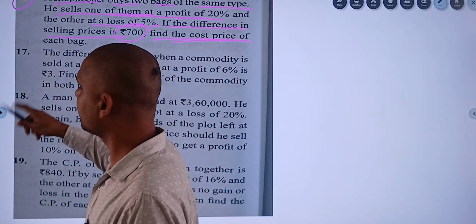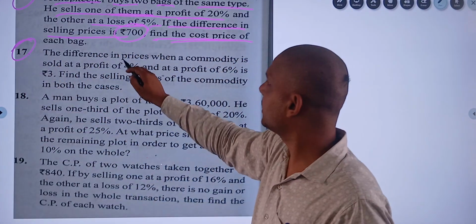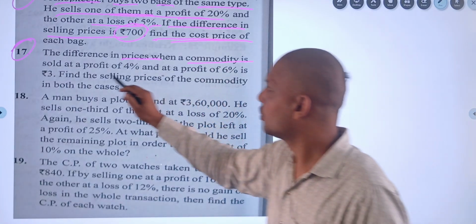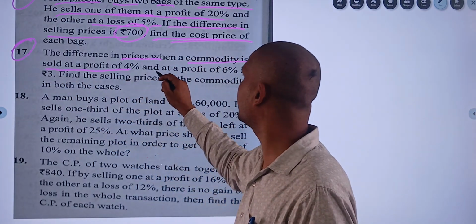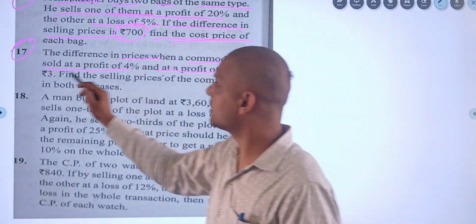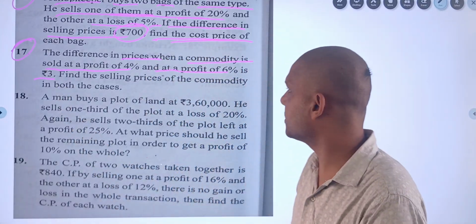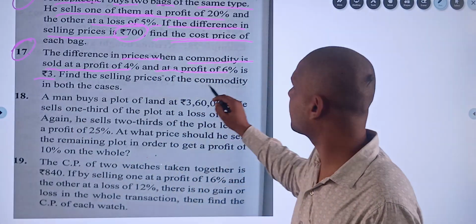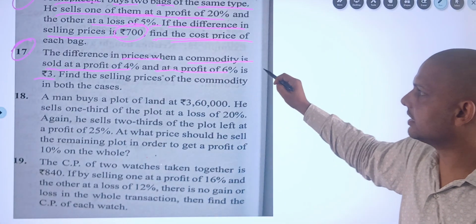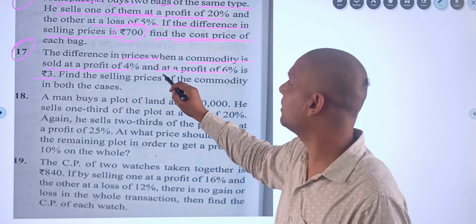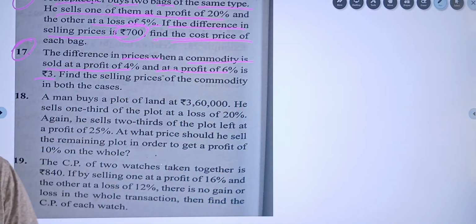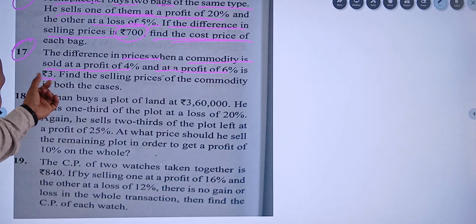Question number 17. The difference in prices when a commodity is sold at a profit of 4% and a profit of 6% is rupees 3. Here also the difference is given, 3 rupees. Find the selling price of the commodity in both the cases. The difference between selling prices is given here, so we will apply this.